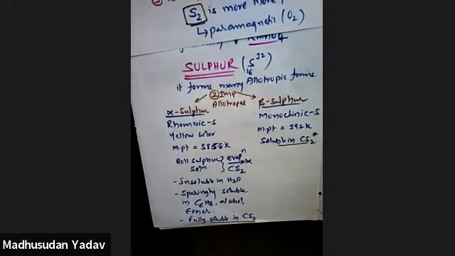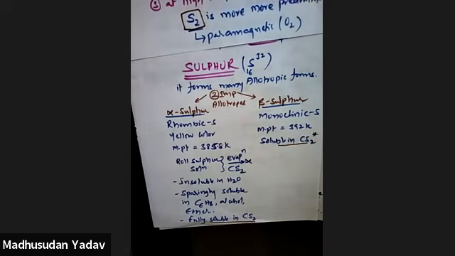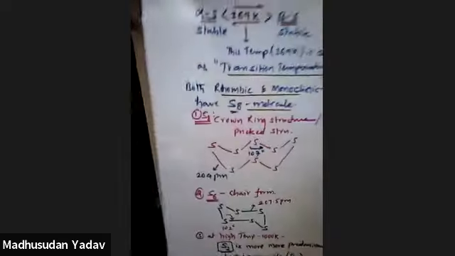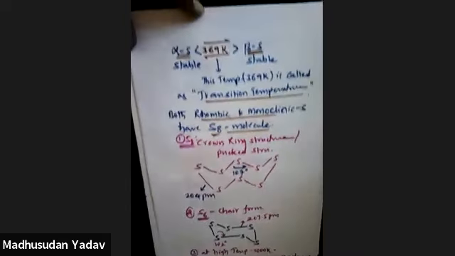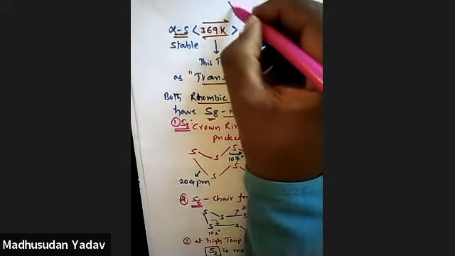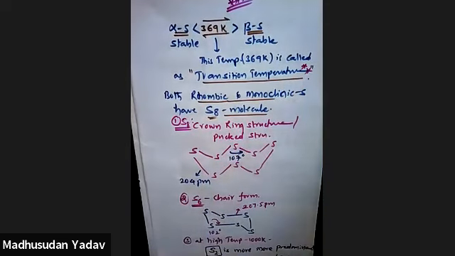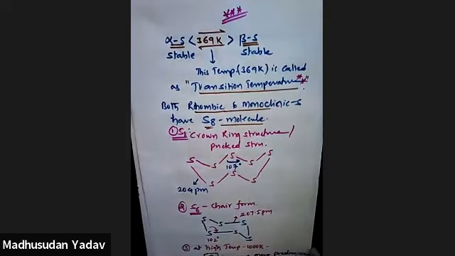Next, about sulfur. In sulfur, we have 2 major allotropic forms, alpha and beta sulfur. Both are highly soluble in CS2, carbon disulfide. And this 369 Kelvin temperature is called the transition temperature. This is very, very important, guys. Don't neglect this transition temperature. How much is that? 369 Kelvin.